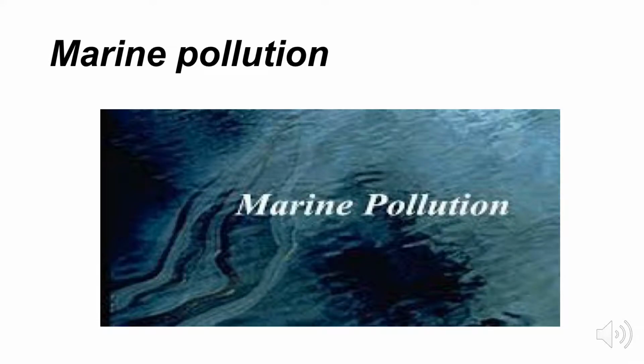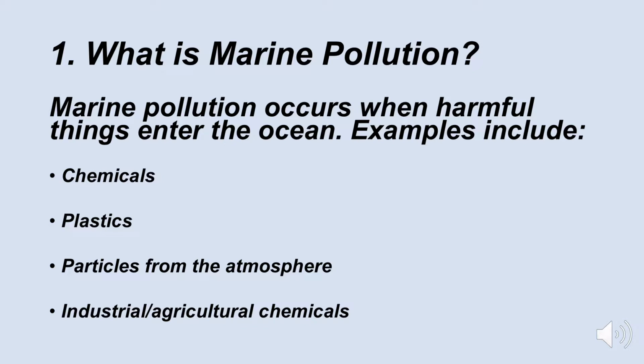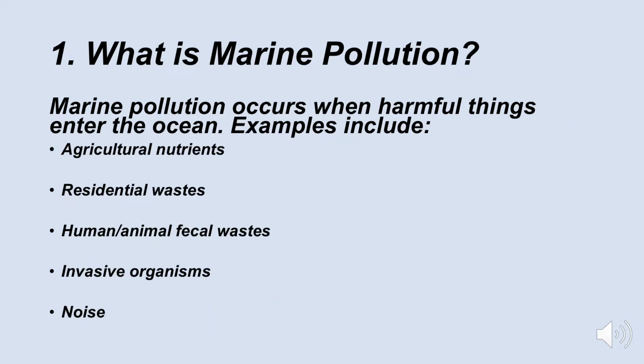Marine pollution gets a lot of publicity, and today we're going to spend some time talking about it. Marine pollution occurs when harmful things enter the ocean. Examples of harmful things would include chemicals, plastics, particles from the atmosphere, industrial and agricultural chemicals. There's just a whole host of things we can continue.